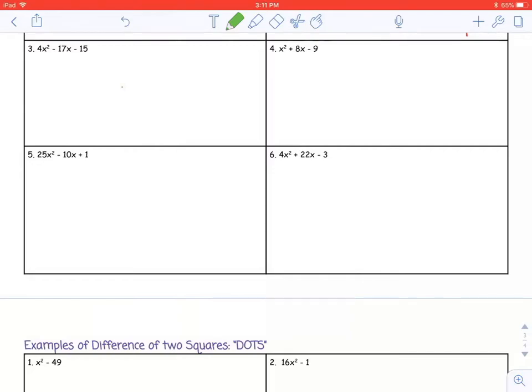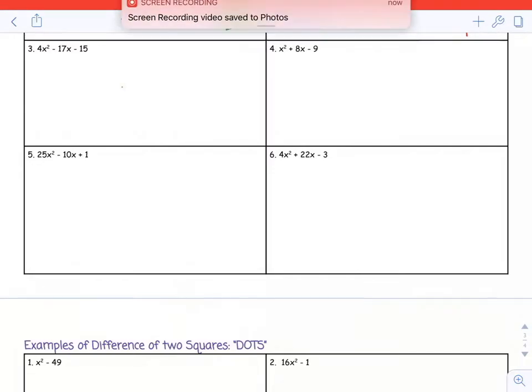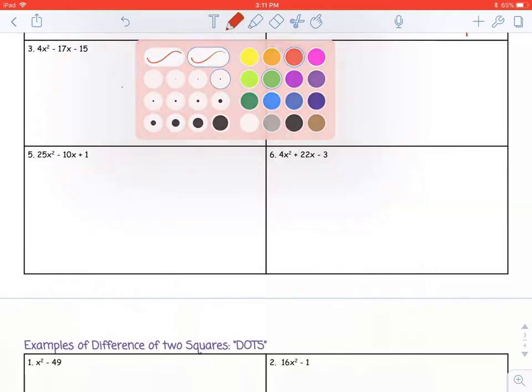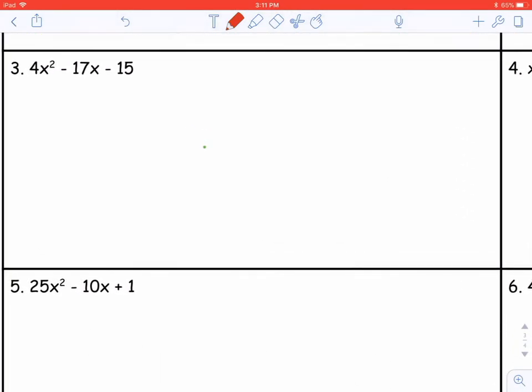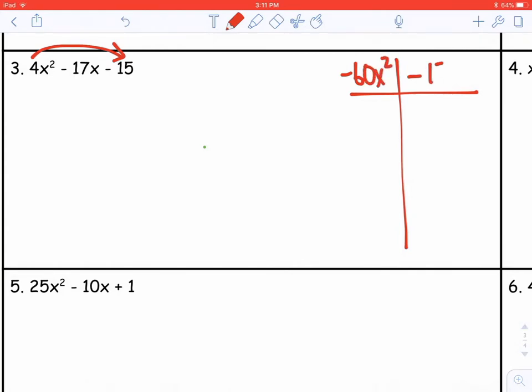Let's take a look at factoring trinomials, examples 3 and 4. Alright, so example 3 has 4x squared minus 17x minus 15. So we start by multiplying 4 times negative 15. 4x squared times negative 15 will give us negative 60x squared. And then we need to add up to negative 17x.